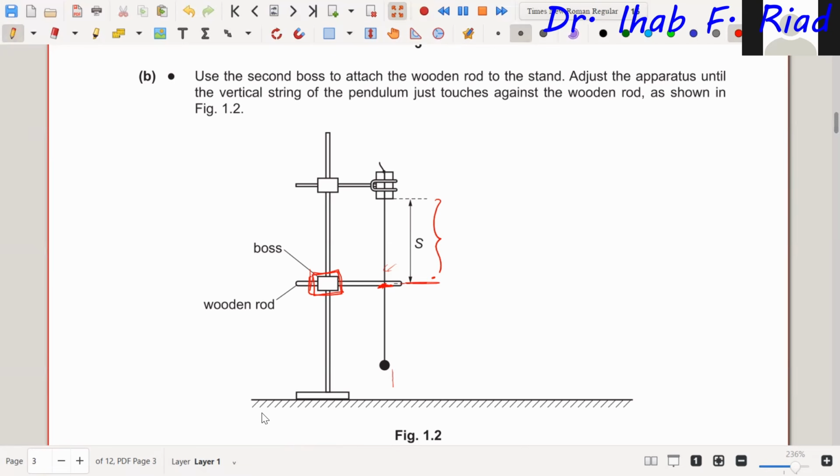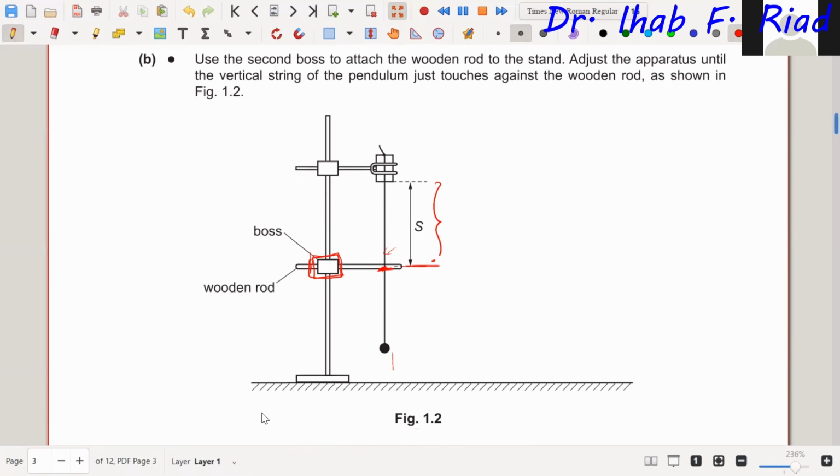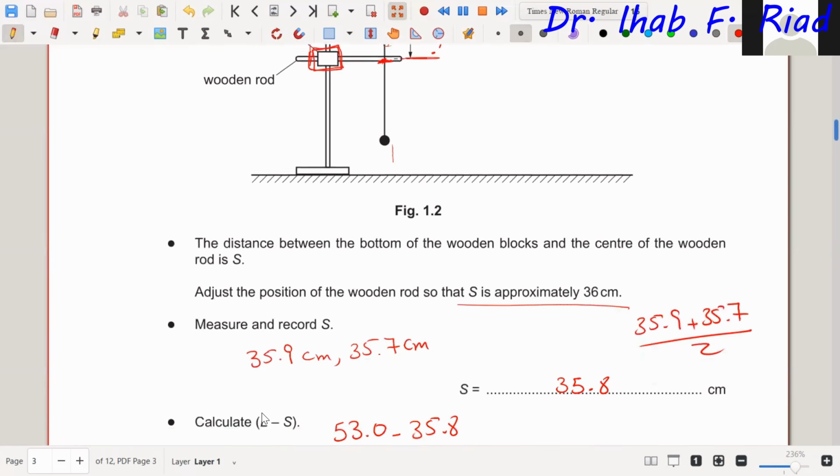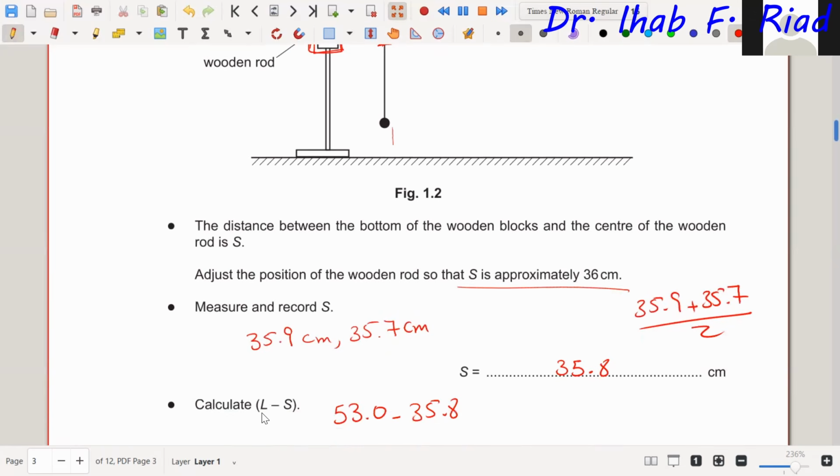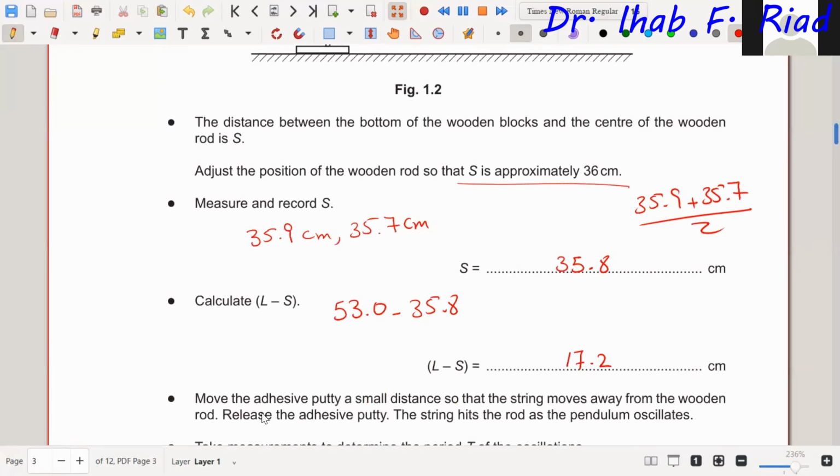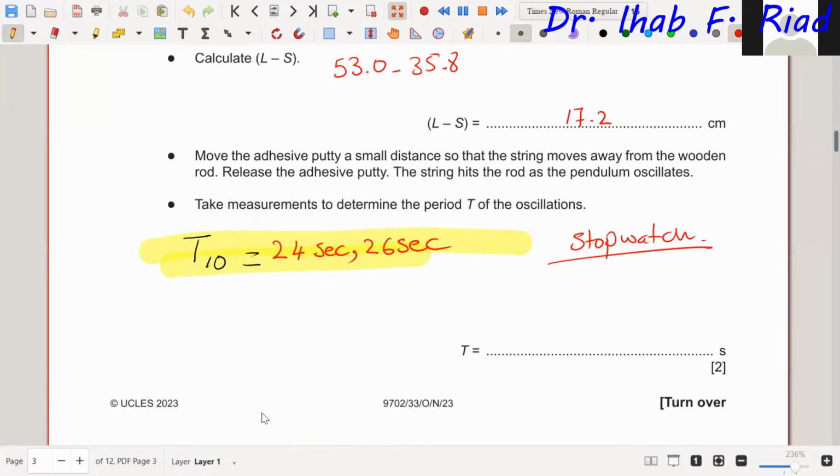Typically, we do 10 oscillations. Why do we do 10 oscillations? To reduce the percentage error. So if he asks you, why do we do 10 oscillations? To reduce the percentage uncertainty. Yes, to reduce the percentage uncertainty.